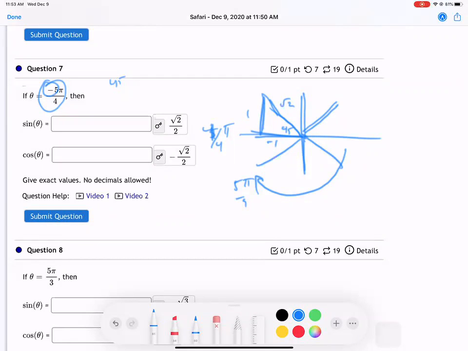Now the sine is opposite over hypotenuse. So sine is 1 over square root of 2. They want you to rewrite it as square root of 2 over 2. Cosine is negative 1 over square root of 2, rewriting as negative square root of 2 over 2.